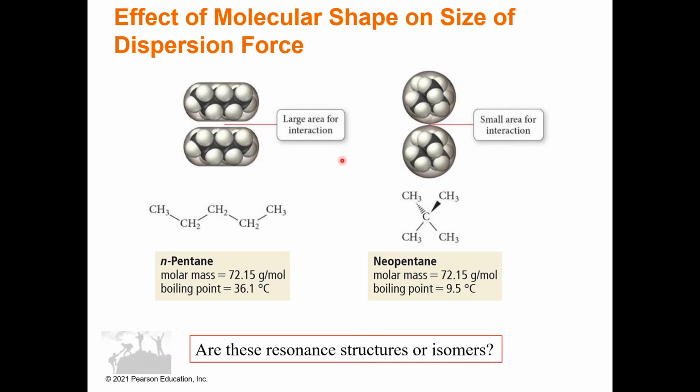Now compare that to 2 neopentane molecules. Here, think of this as 2 baseballs, or just 2 regular balls. You have a smaller amount of interaction here. So there's less attraction for molecules that are branched compared to that of straight chain molecules.